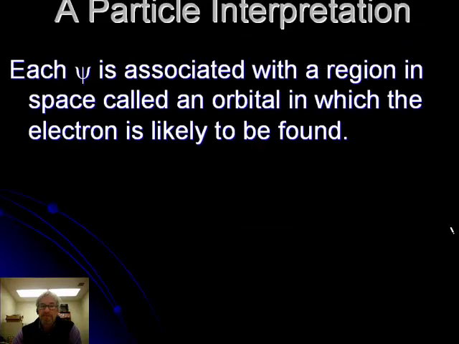Now, physicists continue to think about this as waves, and that's very correct. But for chemists, most often a particle interpretation of Schrödinger's theory has been developed. Here's how this works. Each psi is associated with a region in space that's called an orbital, in which the electron is likely to be found. So instead of saying, here's where the electron is, we just say, if you could find the electron, where are you most likely to find it inside the atom? Now here are the characteristics of these orbitals. They're centered on the nucleus.